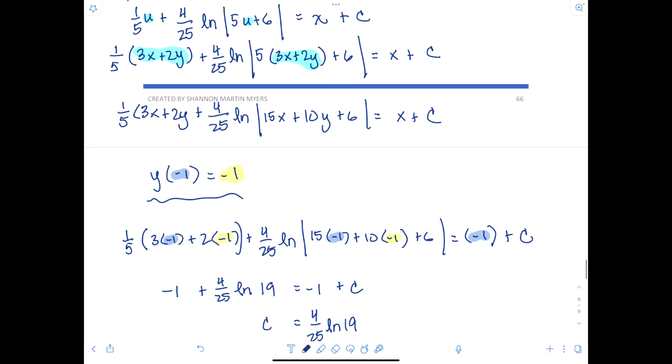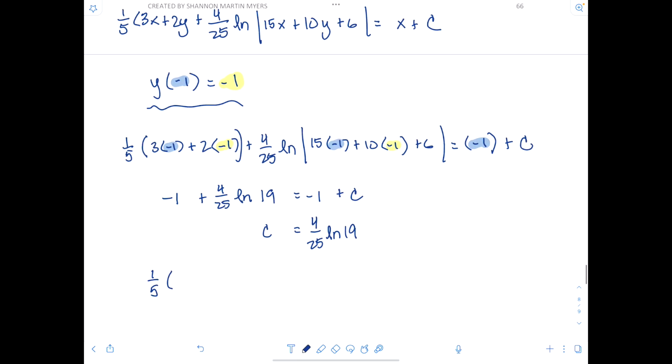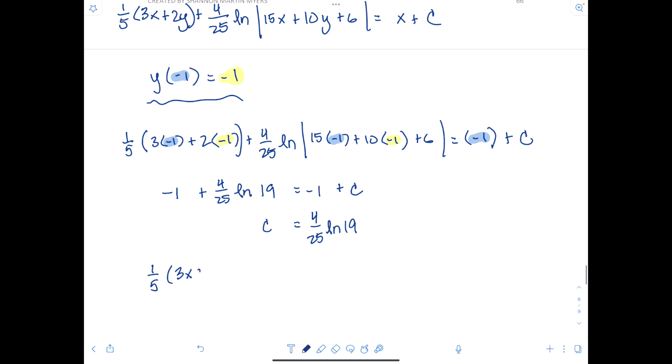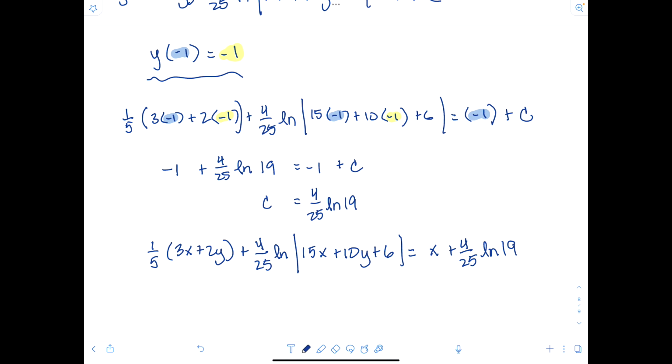So plugging it all back in, all right, we would have 1/5 times, sorry, I forgot a parenthesis there, 3x plus 2y plus 4/25 times natural log absolute 15x plus 10y plus 6 equals x plus 4/25 natural log 19. Groovy? And that's it. That's good.